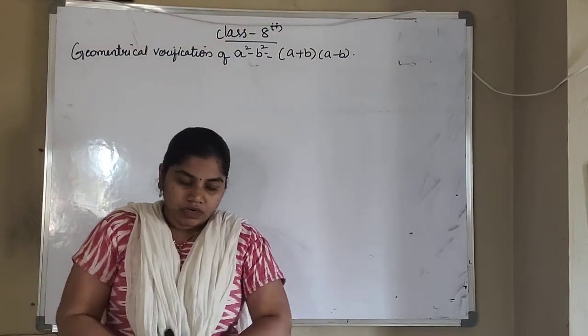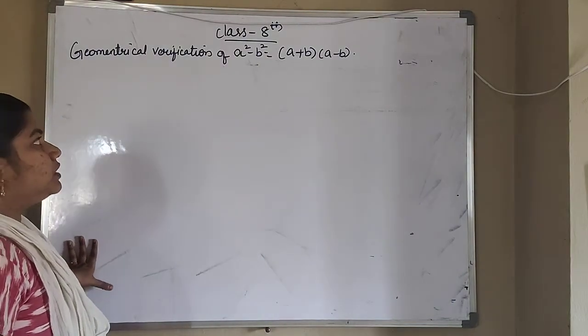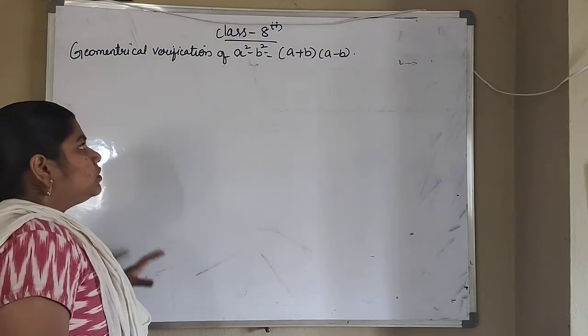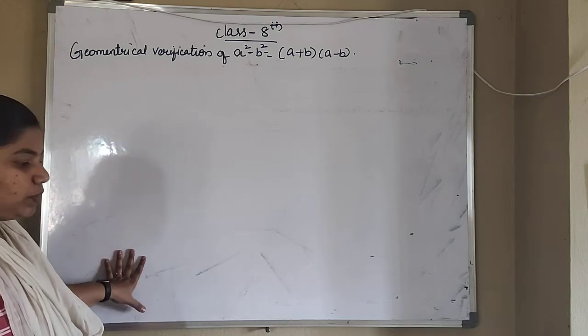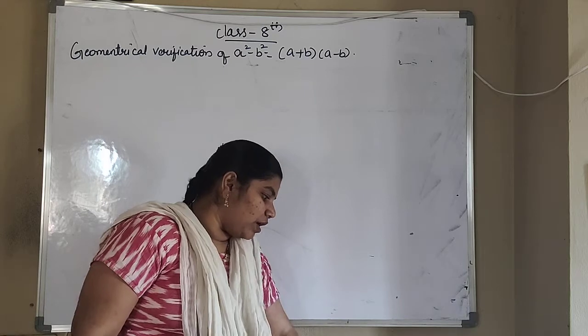So good morning everyone. Today we are going to start the geometrical verification of a square minus b square is equal to a plus b into a minus b. How to prove this, we will see now. In the geometrical method, we prove this by using a figure.